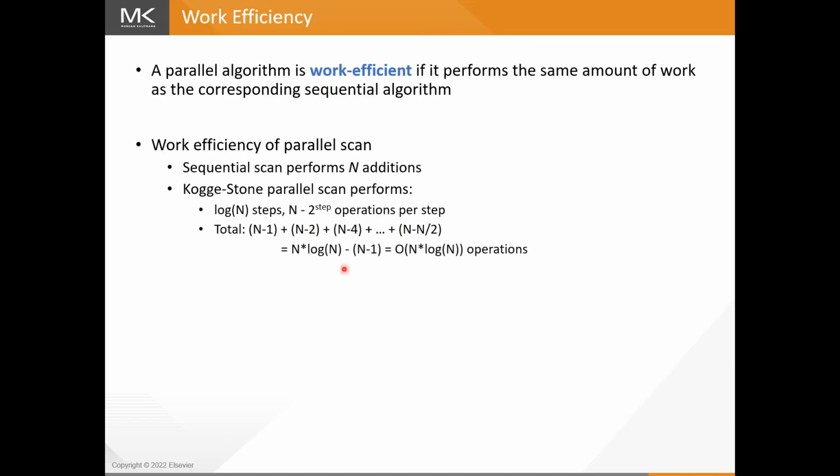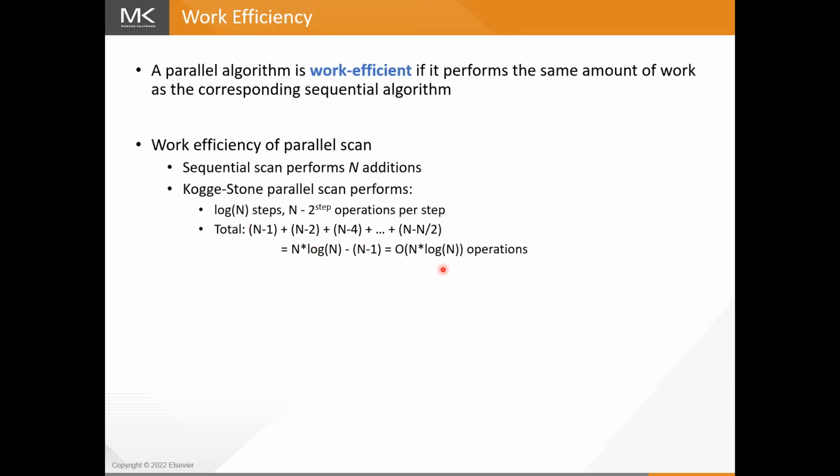And this comes out to n log n minus n minus 1, because n plus n log n times n log n, and then 1 plus 2 plus 4 plus and so on up to n over 2 is n minus 1. Sorry, n plus n is n log n. So this comes out to O of n log n. So the number of operations performed by the parallel scan is O of n log n, whereas the number of operations performed by the sequential scan is O of n.